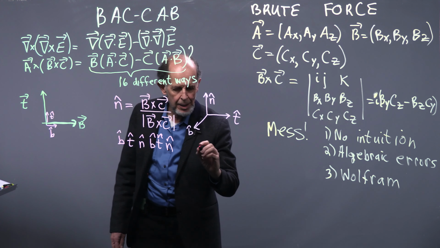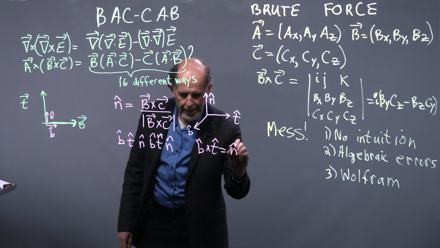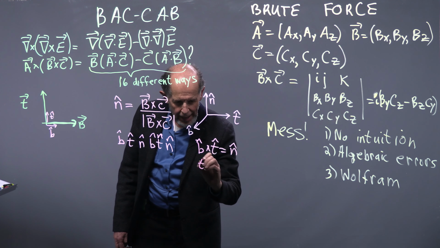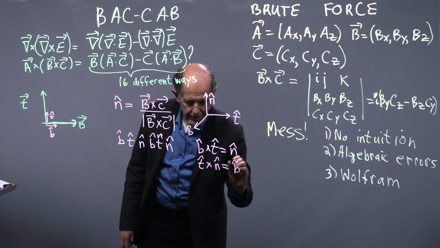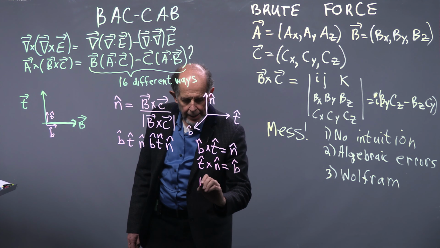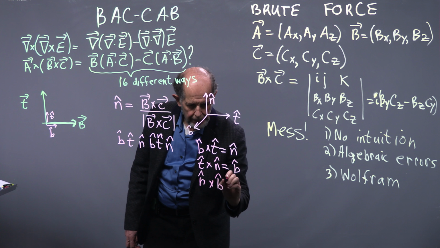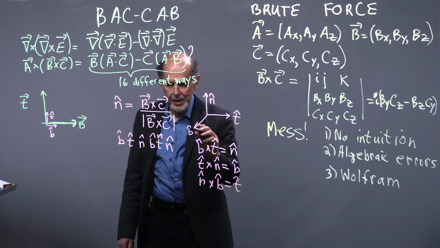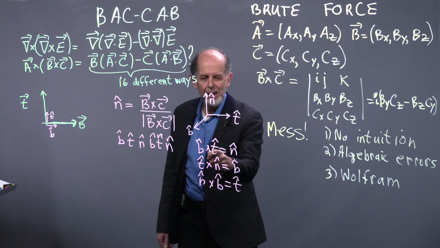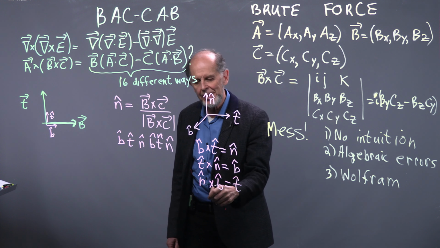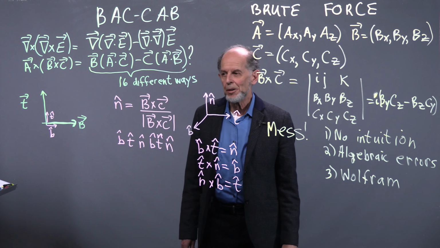So B hat cross T hat equals N hat. Then you go to T. T hat cross N hat is equal to B hat. And finally, N hat cross B hat equals T hat. So we'll need these three cross product relations. It's like I, J, K. I cross J is K, J cross K is I, and K cross I is J. So we know that from our work in cross products.